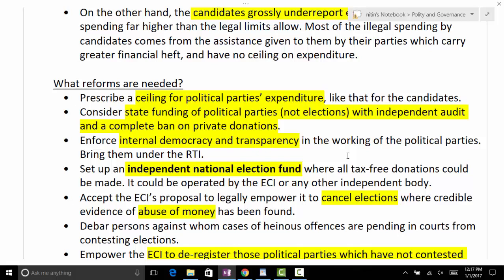When the Information Commission says that political parties are also public authorities and are in fact under the RTI ambit, all political parties come together to oppose this decision. They should lead by example, they should by themselves come under this. So these are the required reforms to be done in the elections and the political parties.